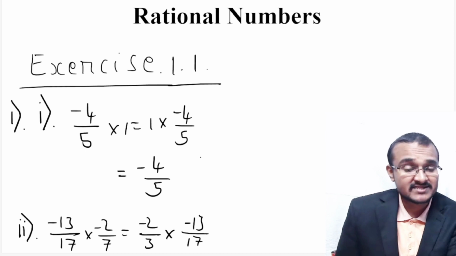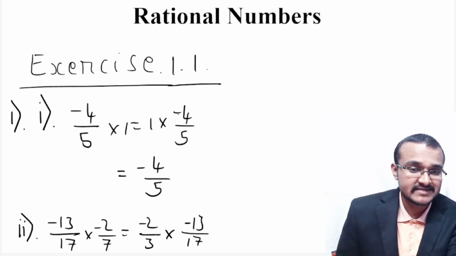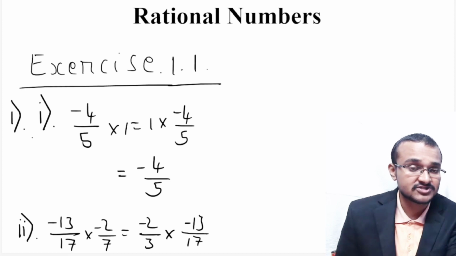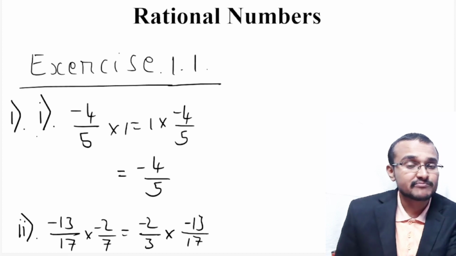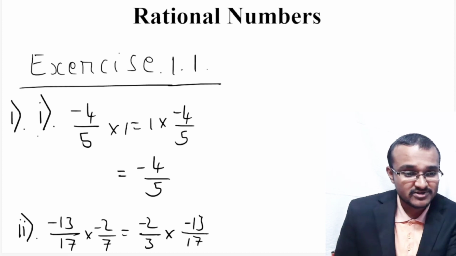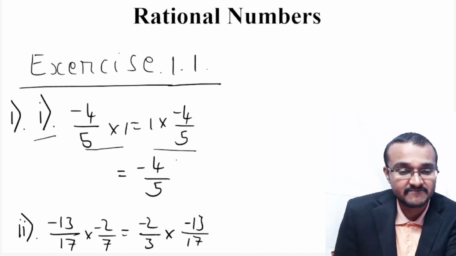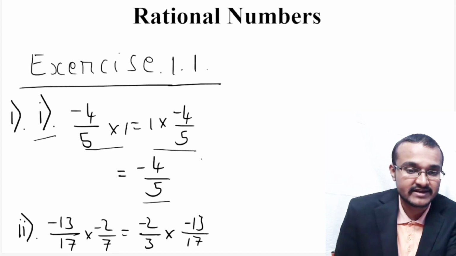Coming to the exercise part in rational numbers, you have exercise 1.1. Coming to the first question, they have asked 3 questions in this first question, and they have told us to name the properties used in these questions. Coming to the first one, they have given minus 4 by 5 into 1 is equal to 1 into minus 4 by 5, that is equal to minus 4 by 5.